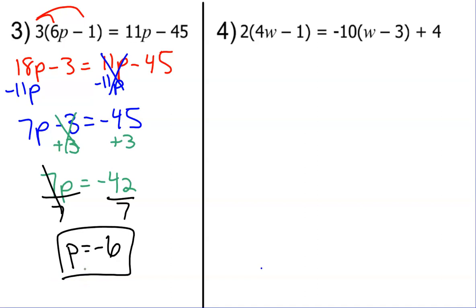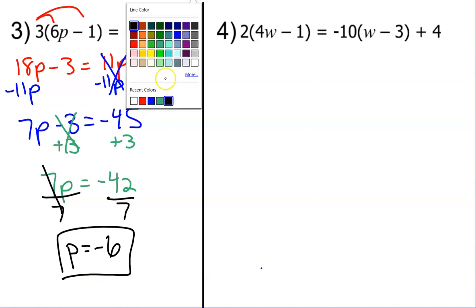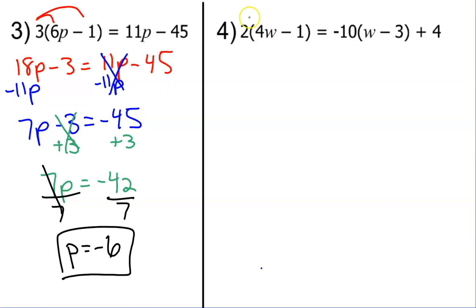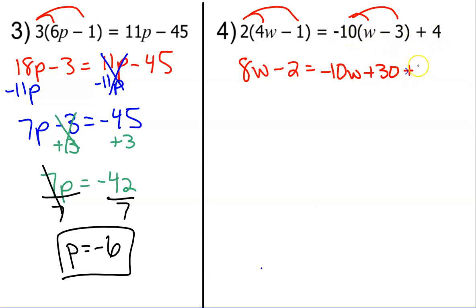All right, number 4, looks like I can distribute on both sides, so I'm going to do that first. 2 times 4w gives me 8w. 2 times negative 1 is negative 2. And then on this side, negative 10 times w is negative 10w. Negative 10 times negative 3 gives me positive 30, and you still have the plus 4 over here, okay? We didn't distribute the 10 to it because it wasn't part of my parentheses. It's still just on the end, all right?